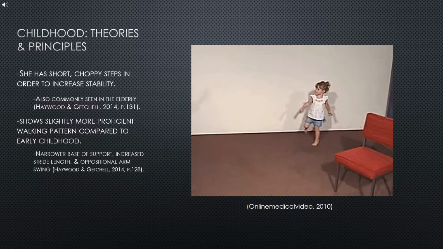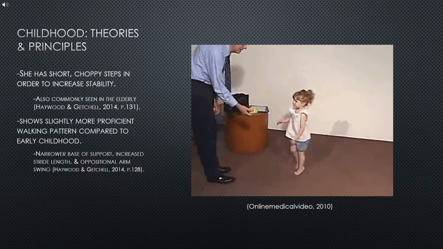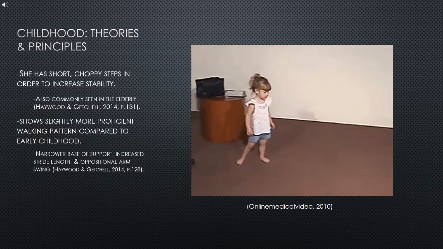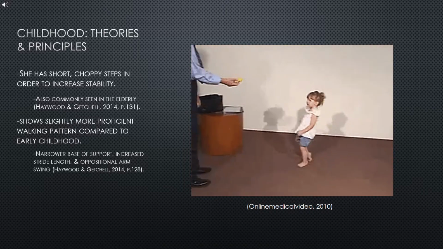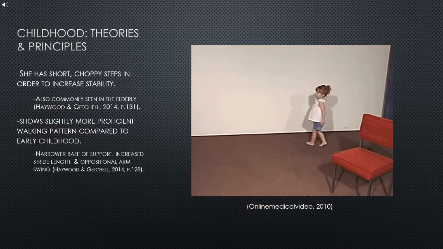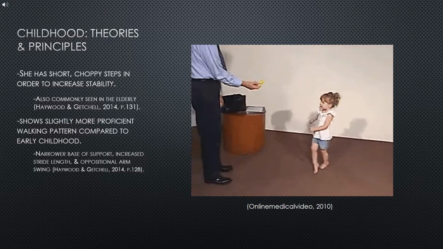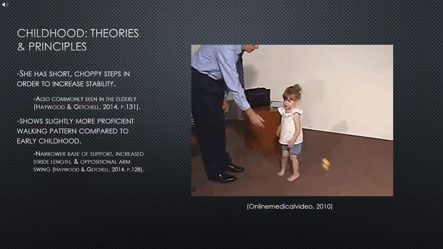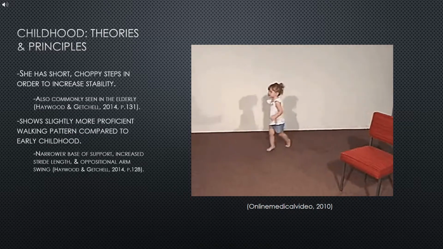This next individual that we're going to be looking at is also in childhood, just slightly older than the last child that we looked at. So just some quick little theories and principles into this little girl's gait is that she has short, choppy steps in order to increase stability, and this increases stability because the shorter strides allow her to put her foot back on the floor, so that she is able to regain balance and just keep that steady pace.